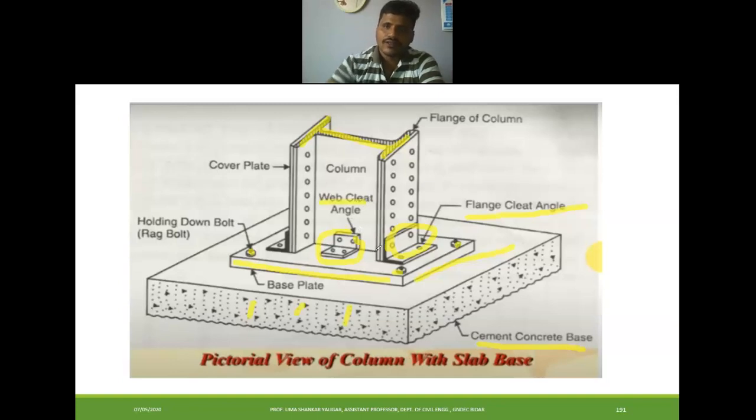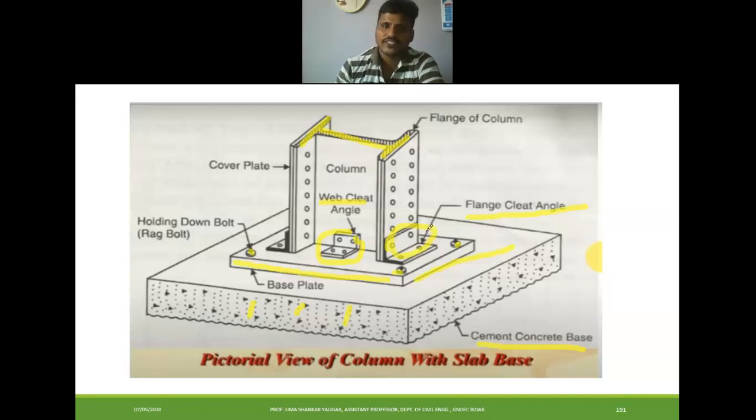Now in the slab base, our duty is to calculate the size of this plate: the length of the plate, the breadth of the plate, and also the thickness of the plate. We also need to design the connection: what type of angle section we need to provide and how many bolts are required. If you go for a welded section, then the angle section is not required. Directly you can make a welding.